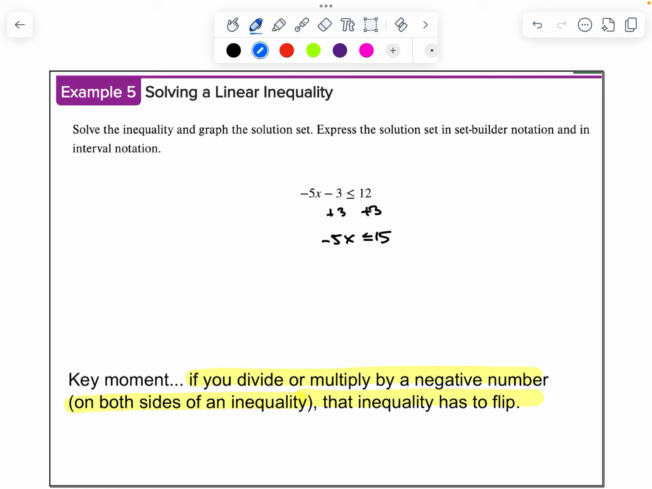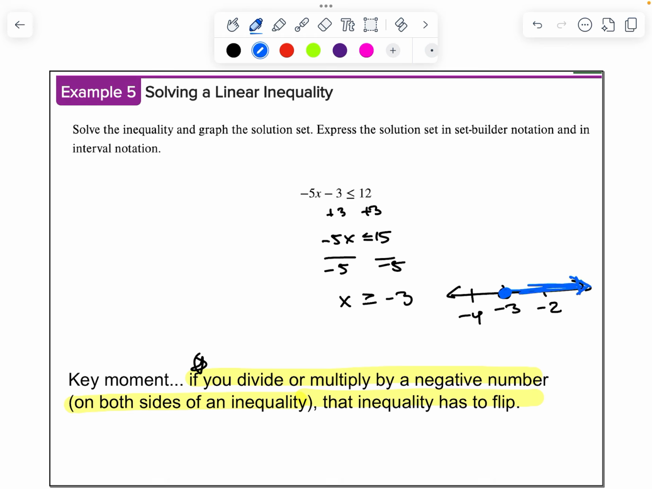So here, if I divide by negative 5, I divided by a negative on both sides, you see that? Then my inequality sign has to flip. It went from a less than or equal to a greater than or equal to. All right, on this one, negative 3, negative 2, negative 4, closed circle because it's greater than or equal to, and since it's greater than or equal to, I'm going to shade to the right.